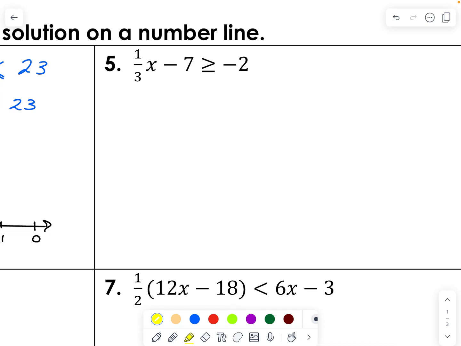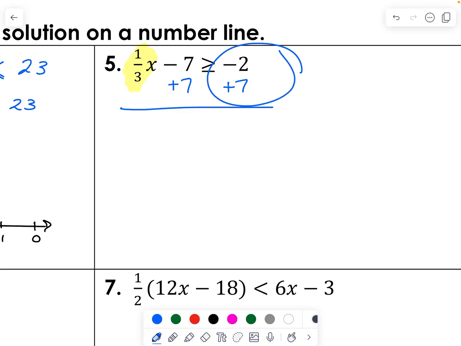It's the same process for solving even if I have a fraction. But again, the key idea when solving these is make sure you do not have a negative with your variable. If you have a negative with your variable, that's okay, but you'll just have to flip that inequality sign. So here I will not have to flip my inequality. I'll solve this just like any other normal equation.